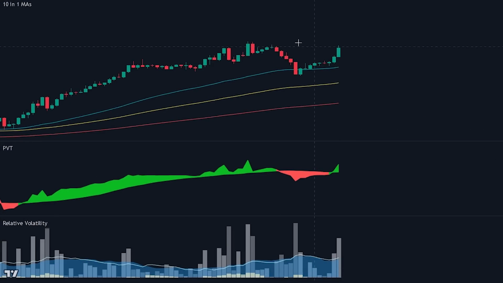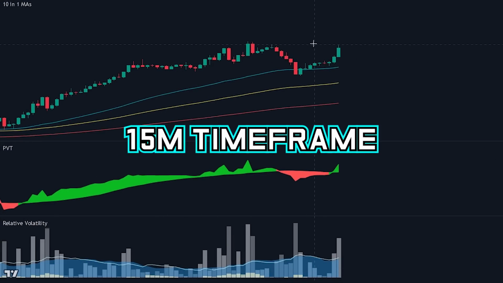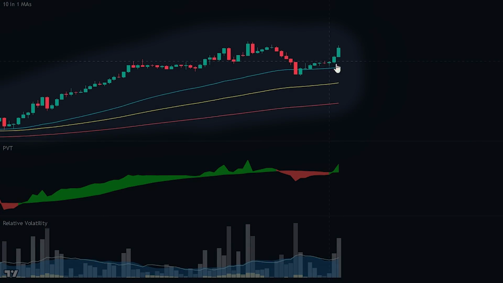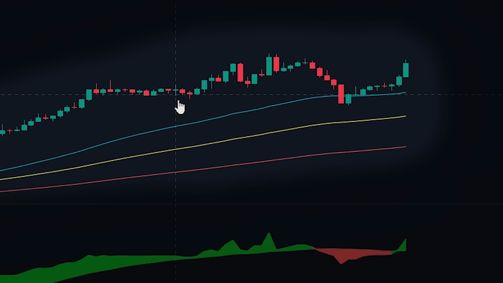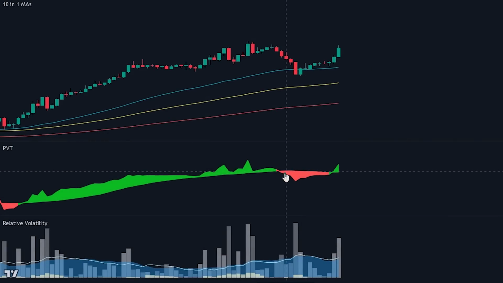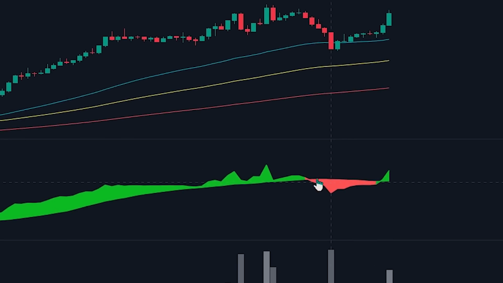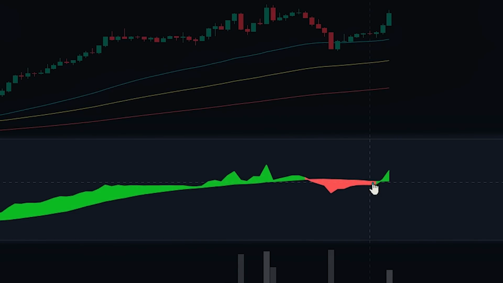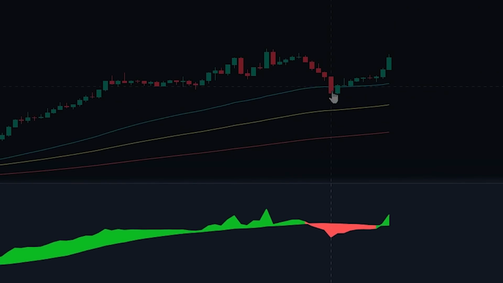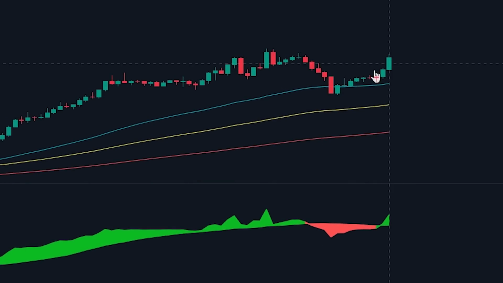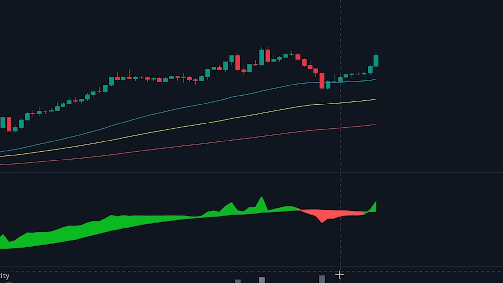We are currently looking at GBPAUD on the 15-minute time frame. Firstly, we can see that the price is trading above all of the EMAs, indicating that both the short-term and the long-term trends are bullish. If we take a look at the PVT indicator, we can see that the sellers briefly outpaced the buyers. However, we can also see that after a few candlesticks the buyers outpaced the sellers again, showing us that there is buying pressure in the market. We also see that this aligns with the price pulling back to the 50-period EMA before bouncing off it.